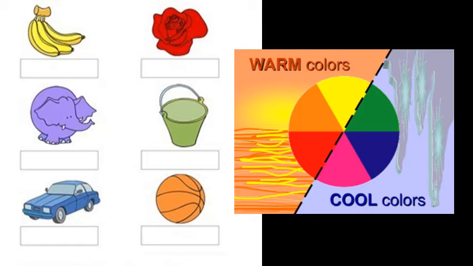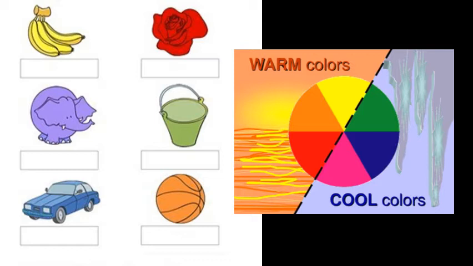Look at the banana. The banana is yellow. That's a primary color. Is it warm or cool? If you said warm, you are correct. What about the elephant? The elephant is purple. Is purple a warm or a cool color? Purple is a secondary color. We use blue and red to make purple. If you said purple was a cool color, you are correct.